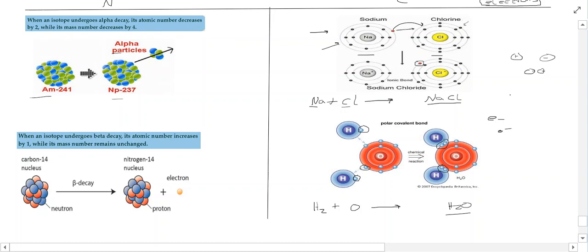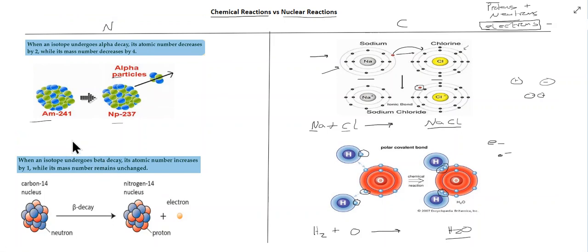Now, if we contrast that with nuclear reactions, these types of reactions are completely different. Nuclear reactions actually involve a change within the nucleus of the atoms that are involved in the reaction. So if we take this substance here, known as americium, this here is the nucleus of americium.